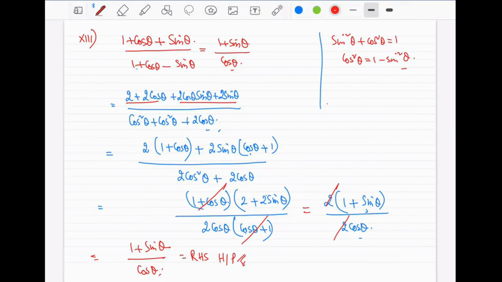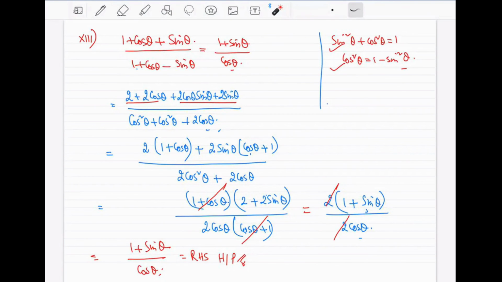Any question? Anyone have any question? This is just algebra. As I've said in the previous question also, this is just algebra. The only formulas that we have used from trigonometry are these two. Others is just multiplication, subtraction. Okay, then let's finish here for today.